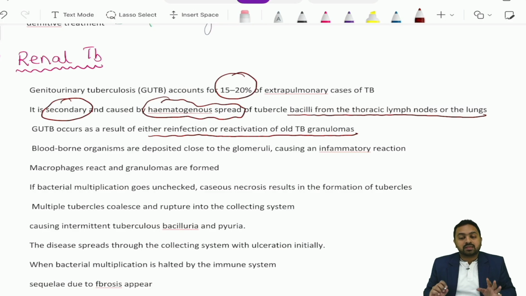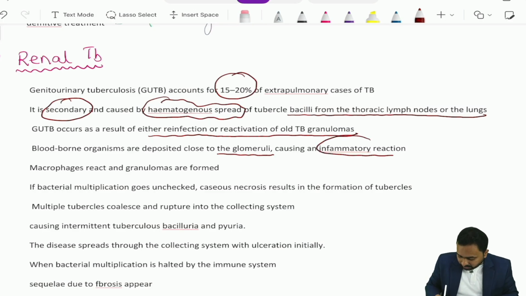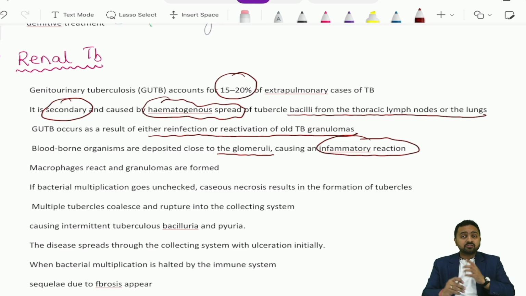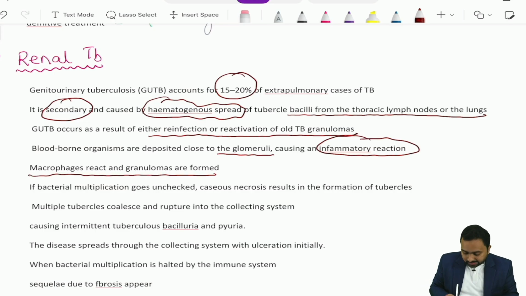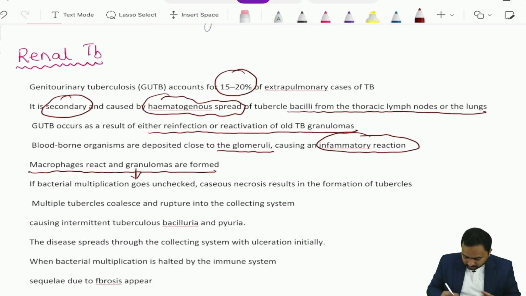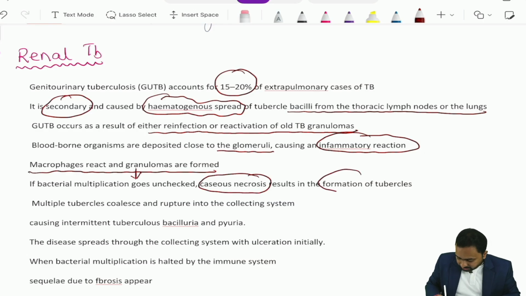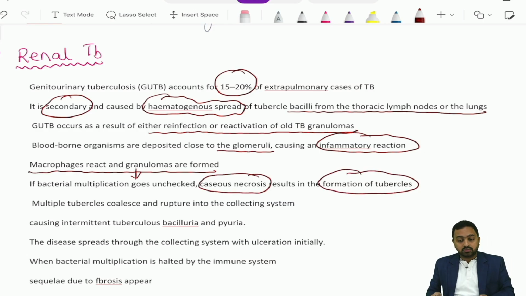Your blood-borne microorganisms are deposited close to glomeruli, causing an inflammatory reaction. Now, there are a lot of changes that occur in your renal tuberculosis, which are usually asked in your exam. So, we need to remember that. So, this inflammatory reaction, the macrophages react and the granulomas are formed. Now, if this bacterial multiplication goes unchecked, it causes your caseous necrosis, which results in the formation of your tubercles.